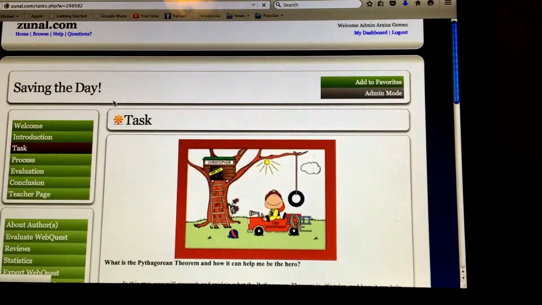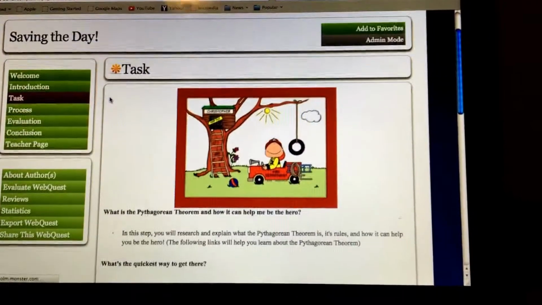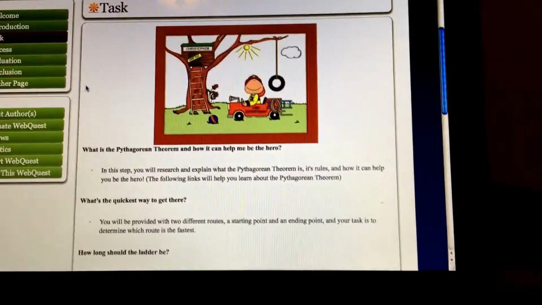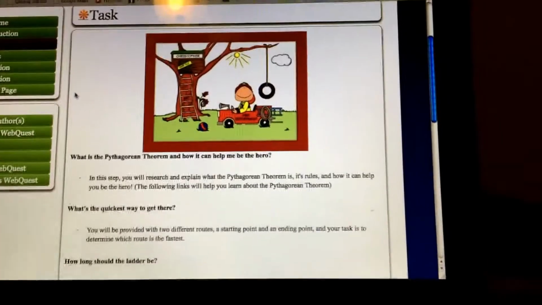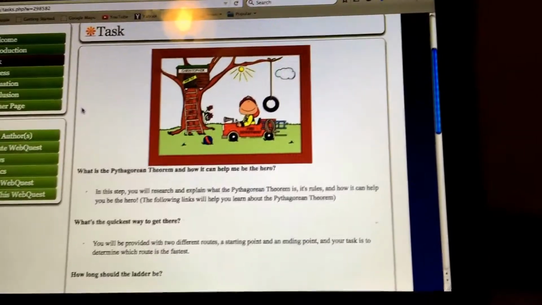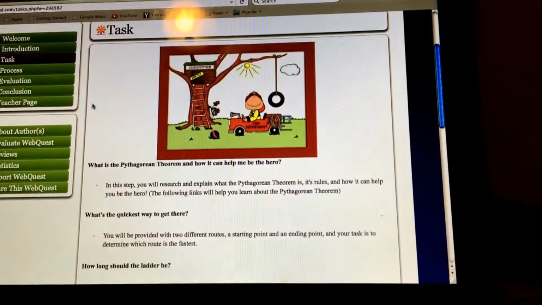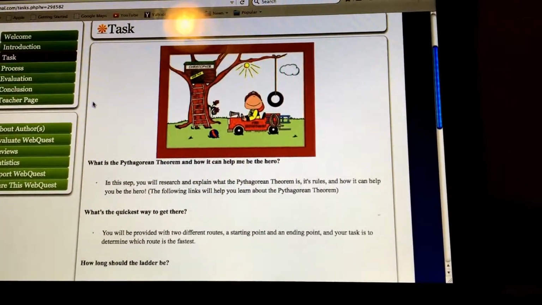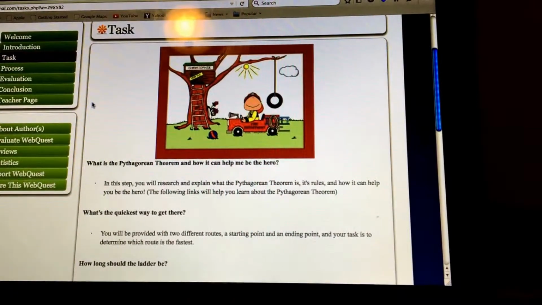Click on tasks. What is the Pythagorean theorem and how can it help you be the hero? In this step, you will research and explain what the Pythagorean theorem is, its rules, and how it can help you be the hero.